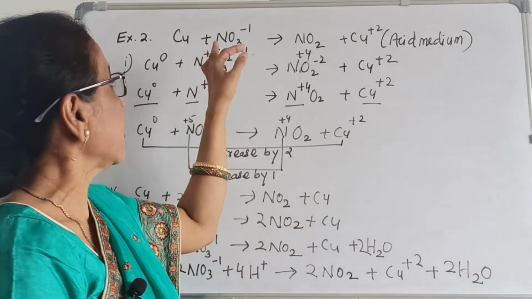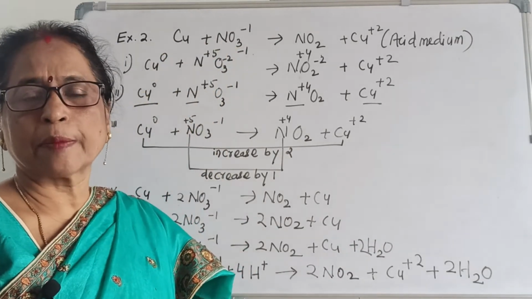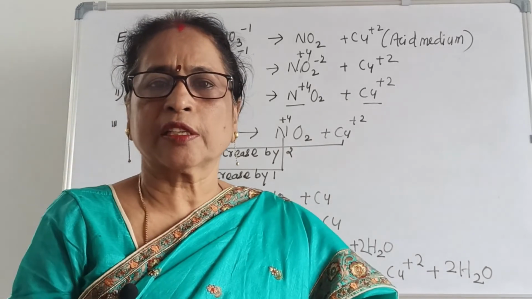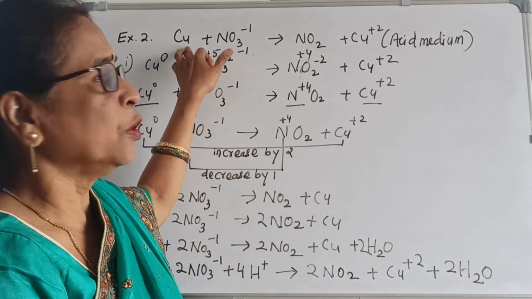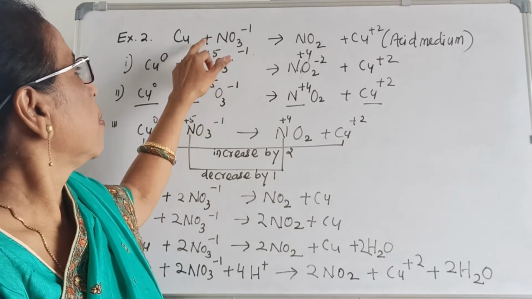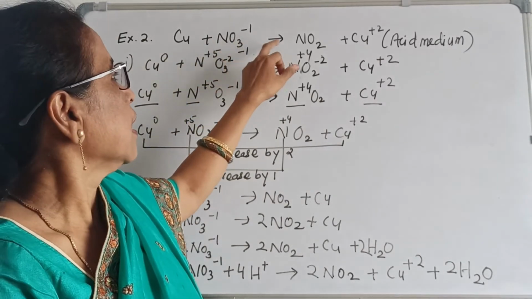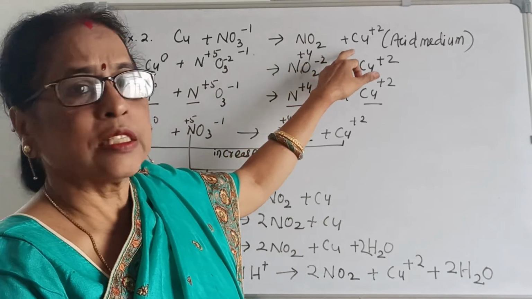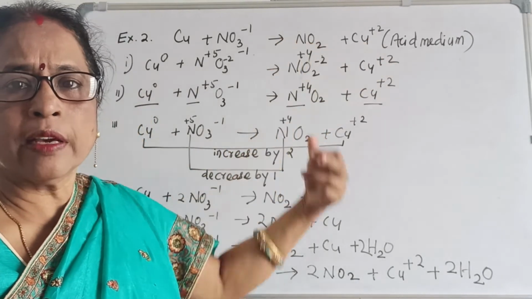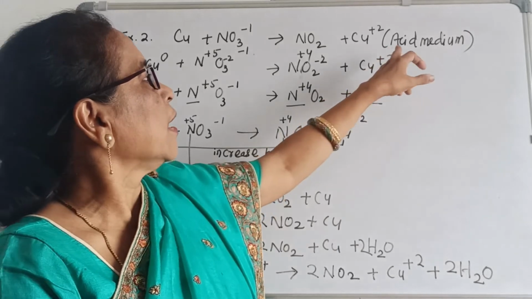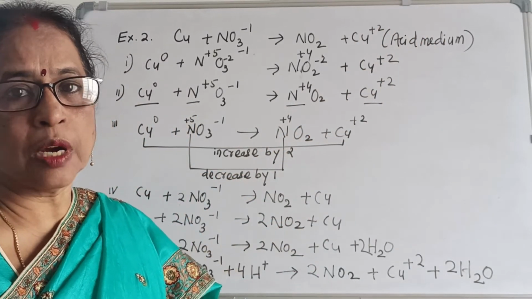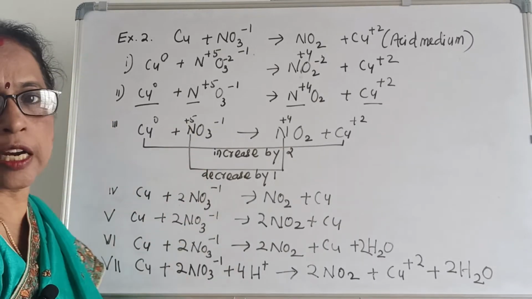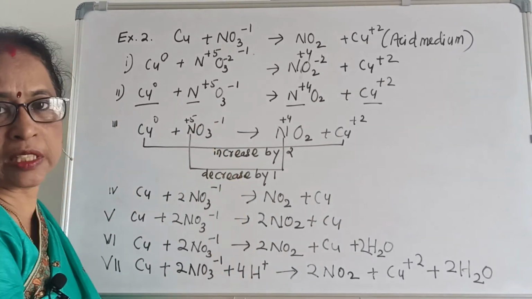This is the second example, how to balance a redox reaction by the oxidation number method. In example 2, you can see copper plus NO3 minus 1 gives NO2 and Cu plus 2. Here ionic forms are given, and this is acidic medium. In acidic medium, what to do, I told before. So we will go step by step.